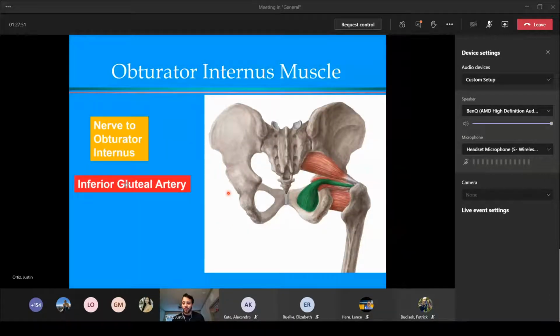The next one would be the obturator internus. So for example, I look at this and I'm like, okay, its origin is most likely going to be somewhere along the lines of the obturator foramen, right?